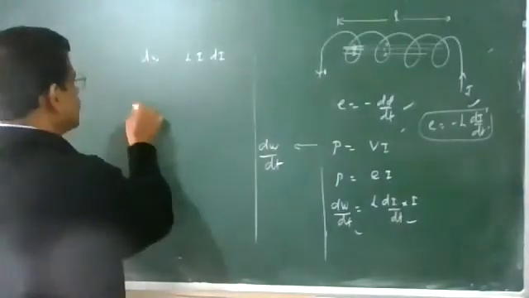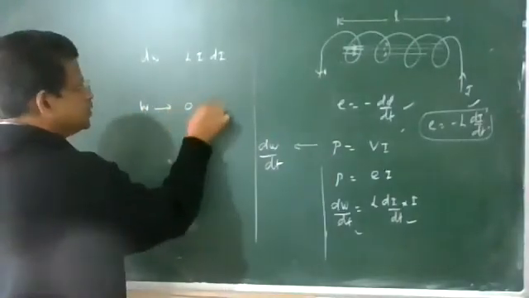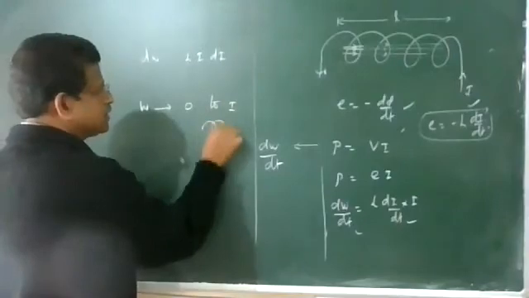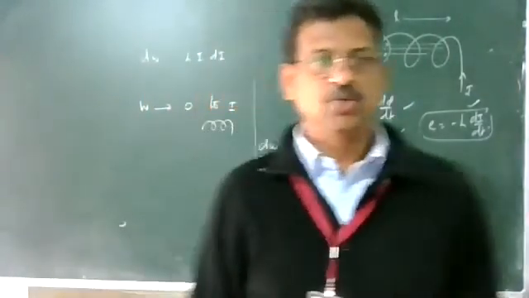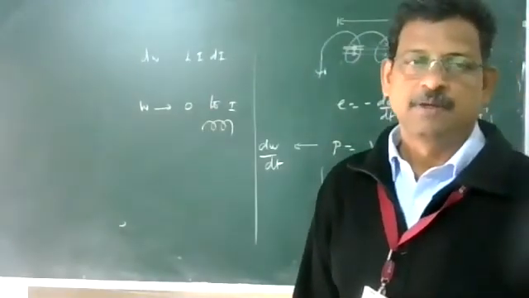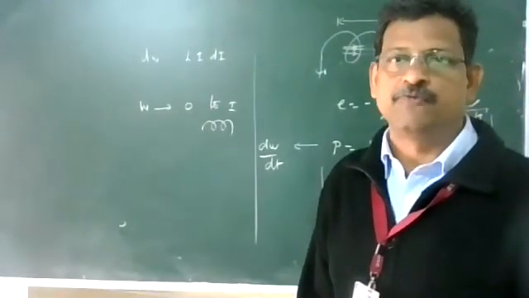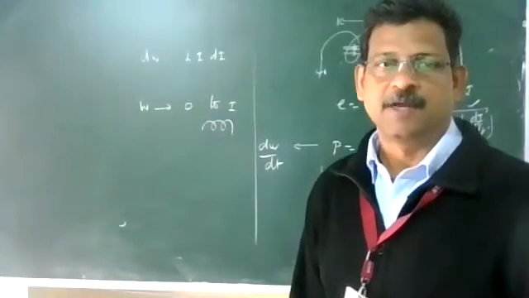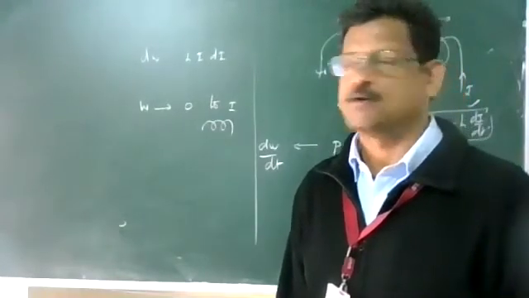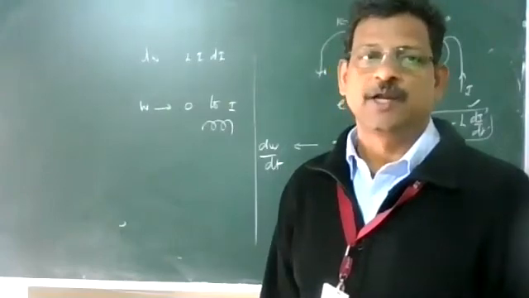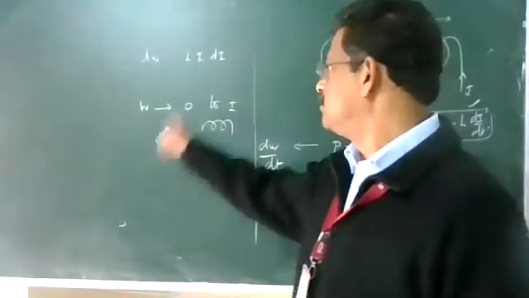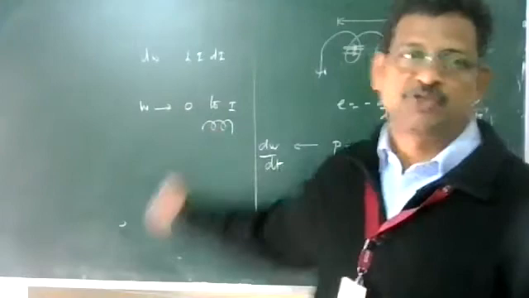So total work done to maintain the current, 0 to I, in the inductance. The external source should do certain work for maintaining the current. Otherwise, the current will not be there in the coil. External work has to be done. So what is the total work done to maintain the current from 0 to I in the coil? Work has to be done.